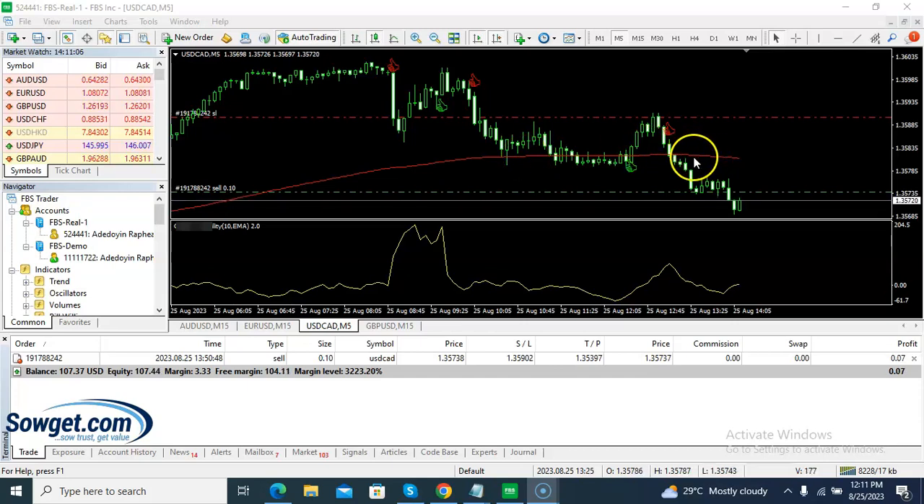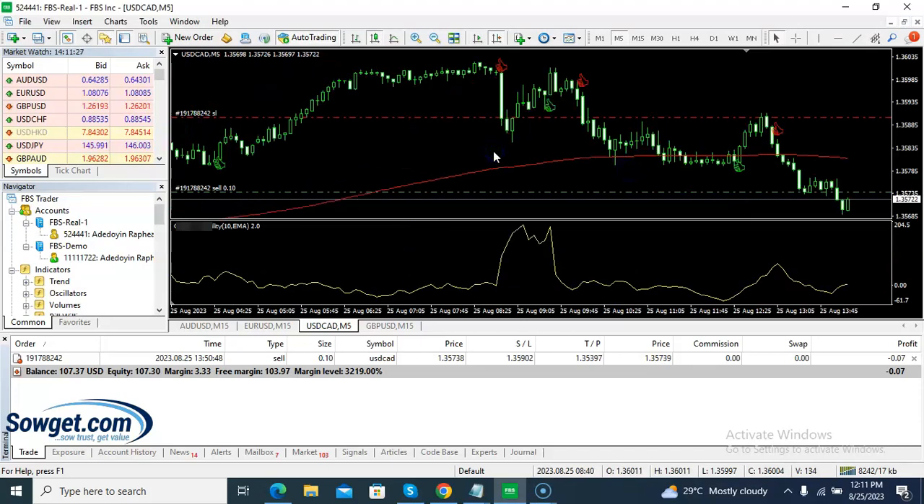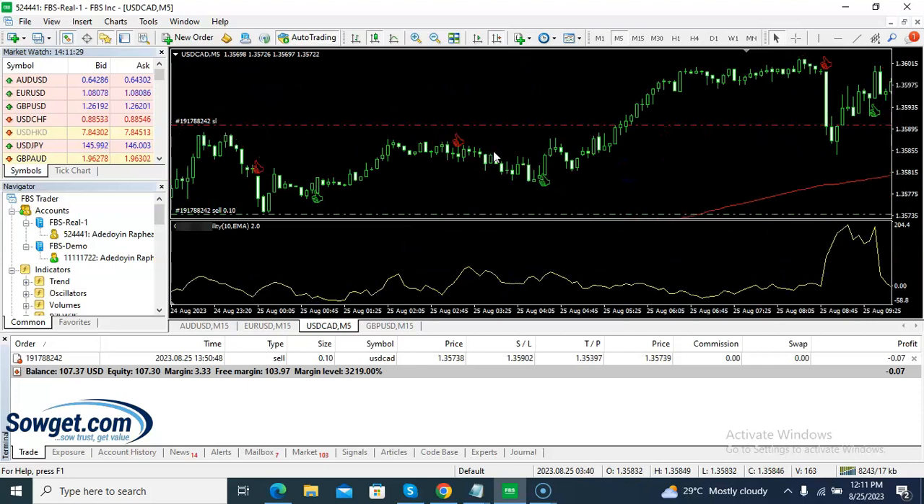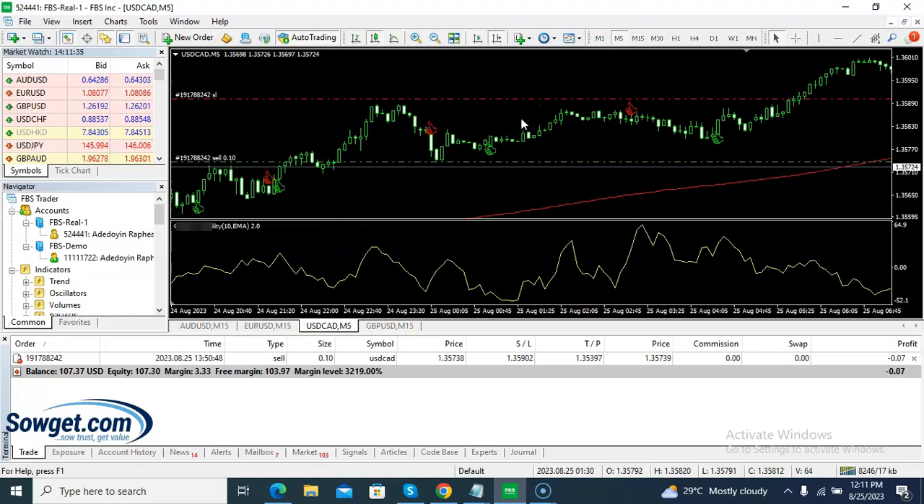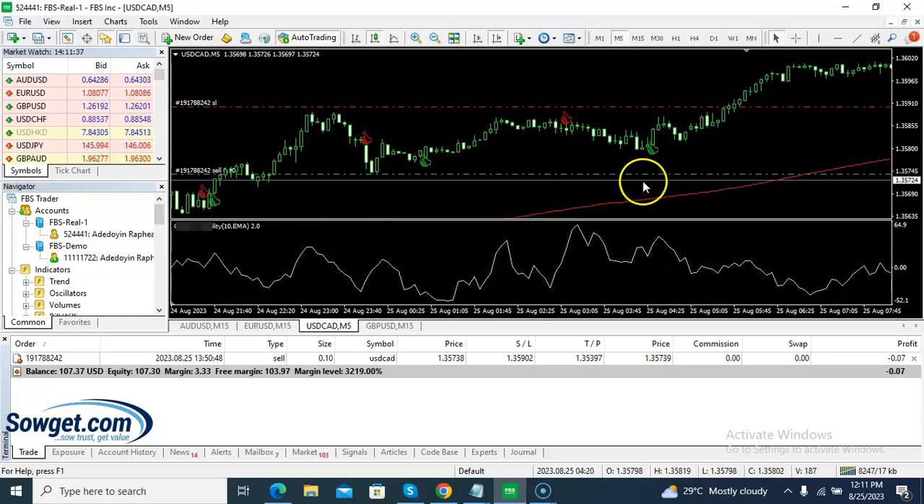Of course, if the exponential moving average is telling us that the market is in a downward trend, then we are only going to take sell signals from this indicator. That's the major one. You can see it does not repaint. It doesn't repaint. But we only take the signal from the indicator if it agrees with what the exponential moving average is saying.